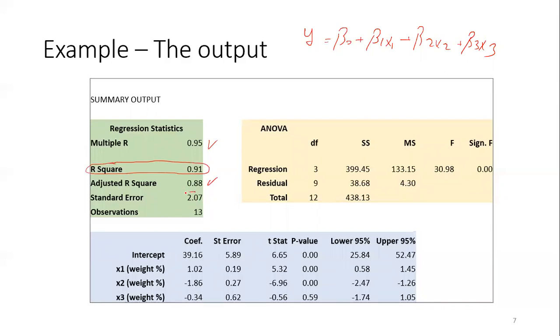And the standard error, this is S, right? Not MSE, but the square root of MSE. Just look at here, the MSE is 4.30, and the square root of 4.30 is 2.07. And the number of observations, we have 13 observations. Now look at this one, this is the ANOVA table. Exactly the same thing we have here.